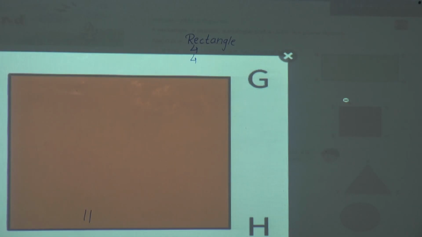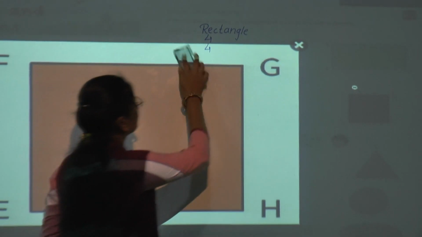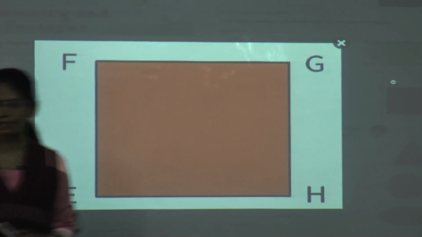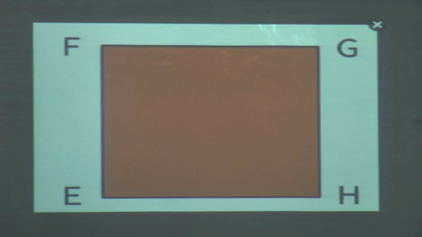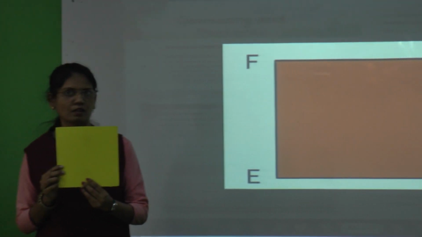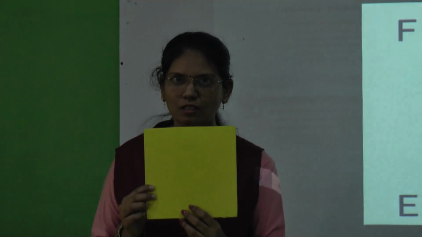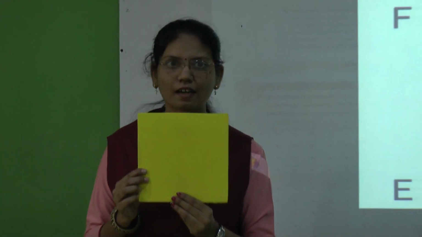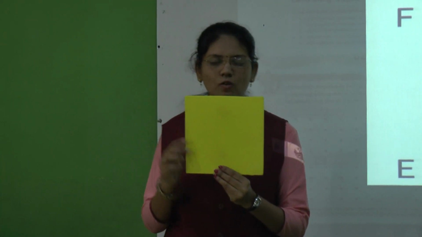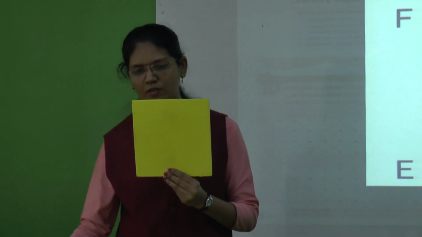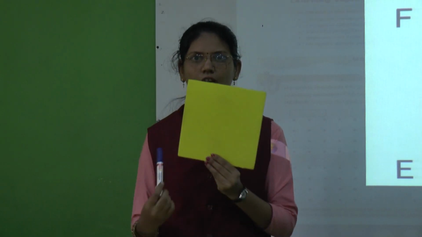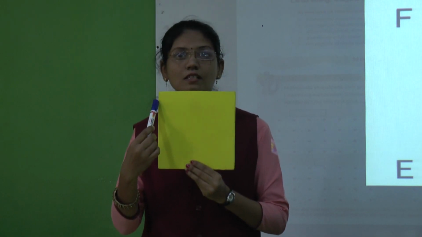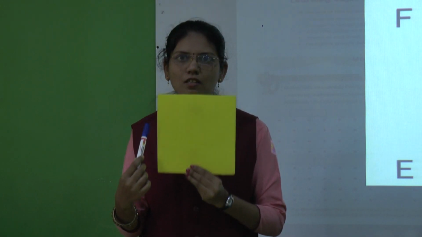Now see this shape. Which shape is it? Yes, it is a square. Now again we will see how many sides it has. Let us count. 1, 2, 3 and 4. So a square has 4 sides.